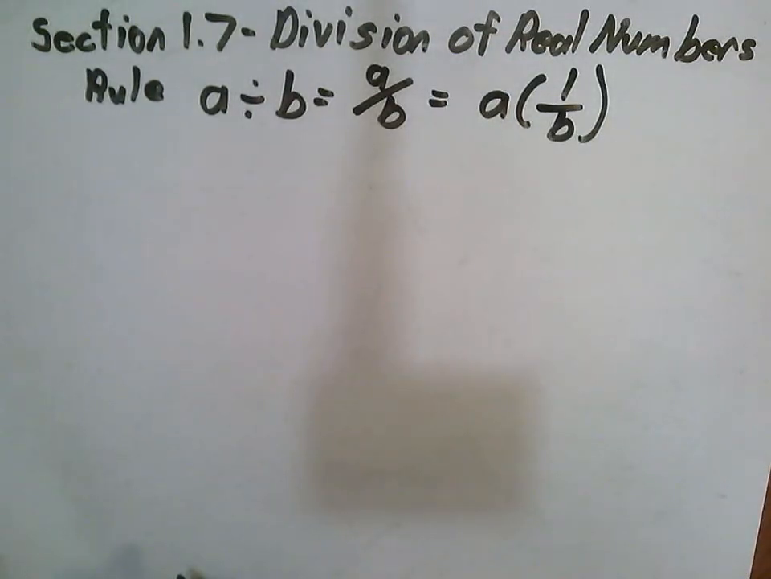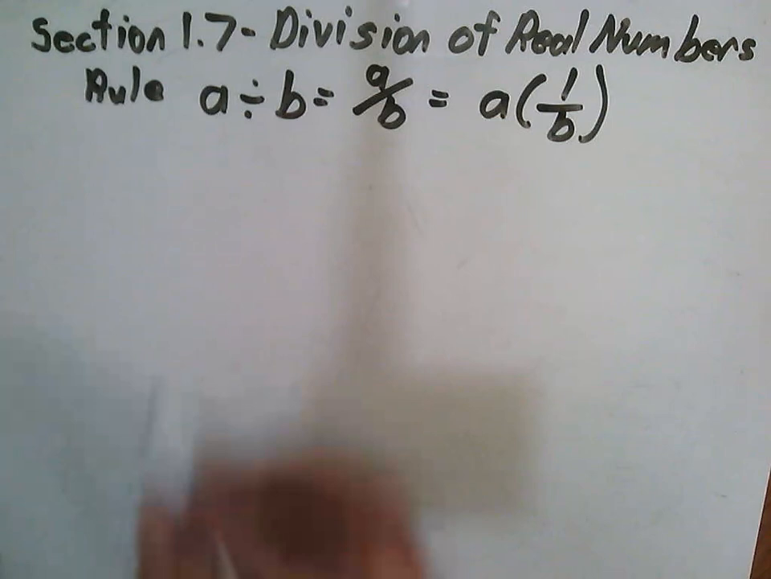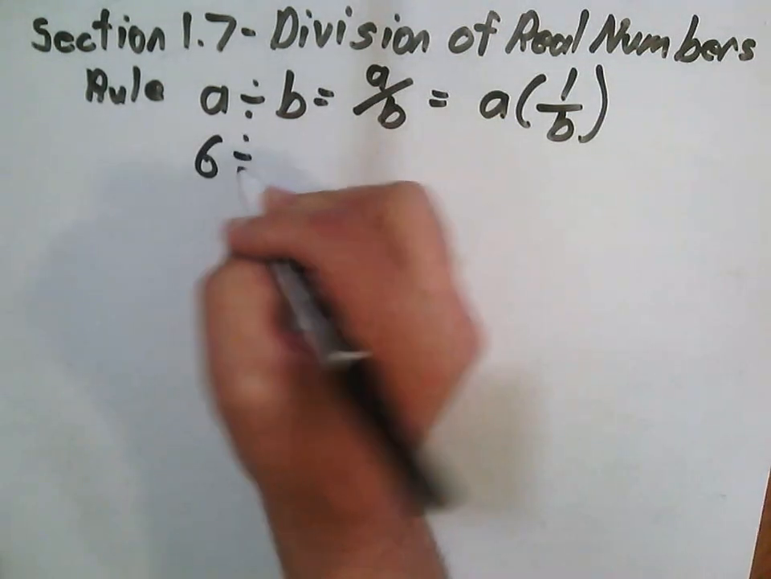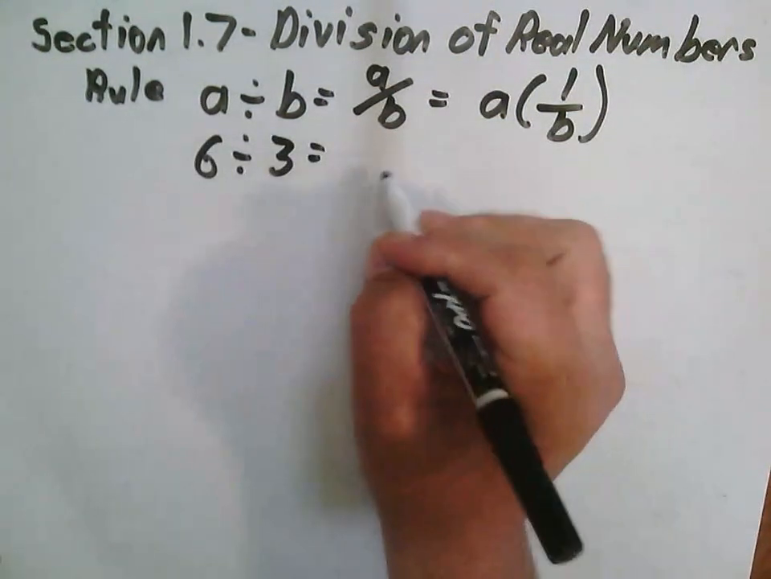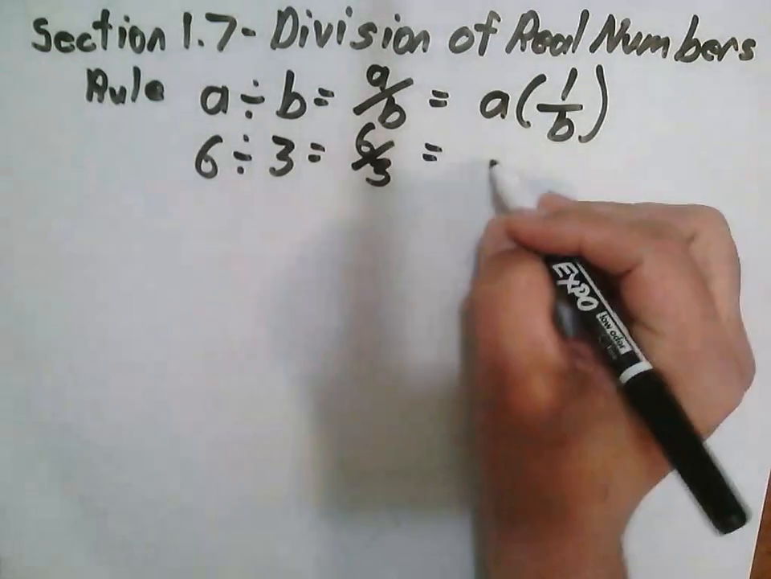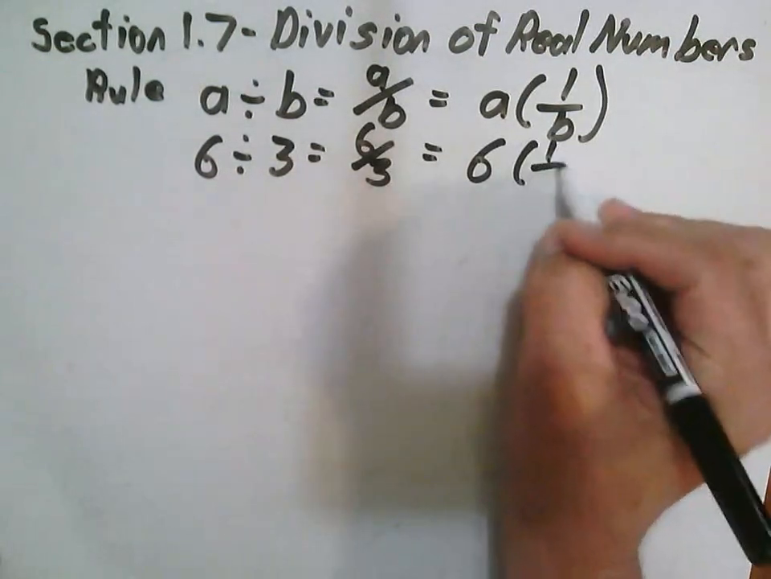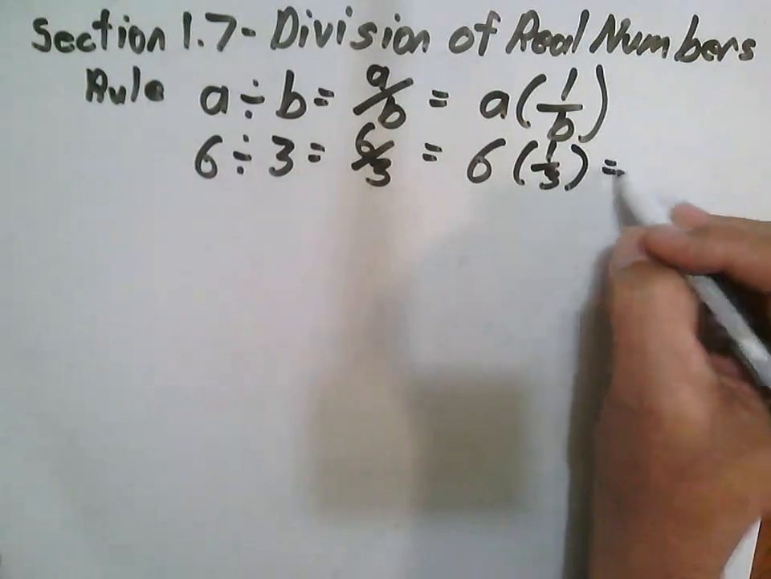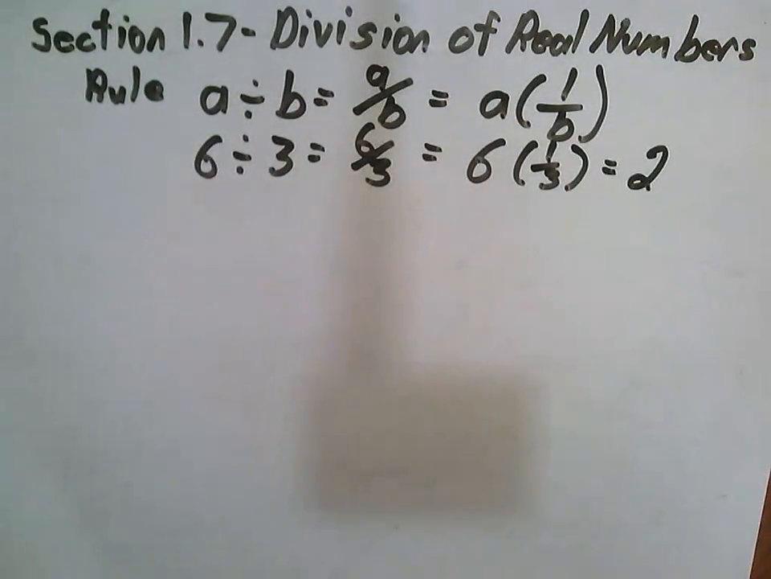So once again, sometimes these letters don't fully explain it, so let's just use some numbers. 6 divided by 3 is the same thing as 6 over 3, which is the same thing as 6 times 1 over 3. Of course, all of that would be equal to 2. So that just gives you a good rundown of the basic rules.